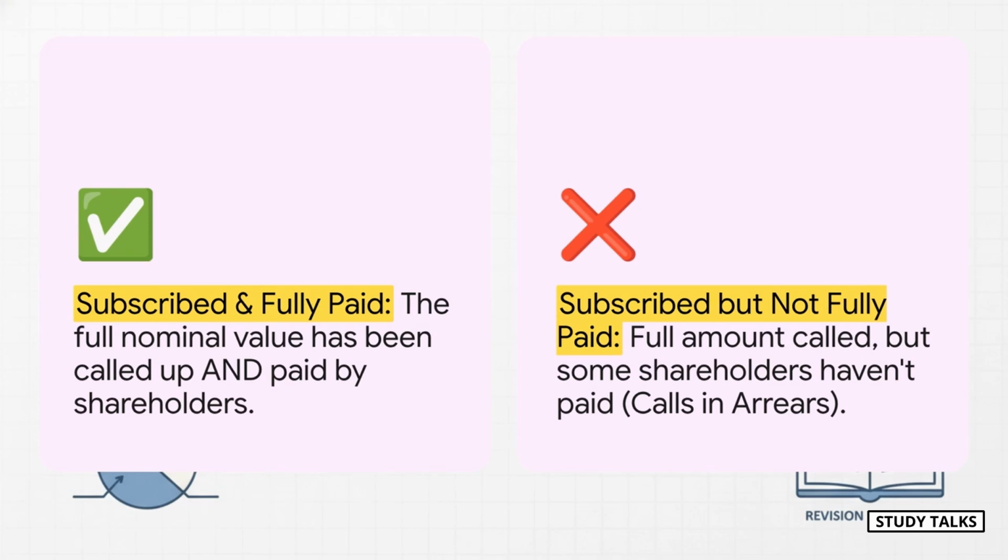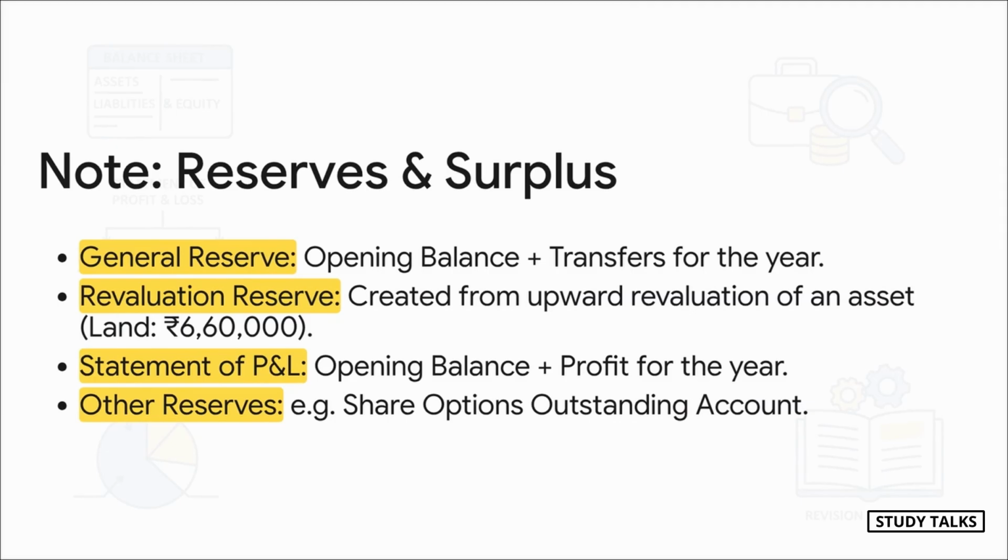The most important exam point here is calls in arrears. If the company has called for money but some shareholders haven't paid up yet, you have to show that as a deduction to get to the correct final paid-up capital figure. All right, next up is the reserves and surplus notes, and believe me, this is where a ton of the action happens in a problem like this.